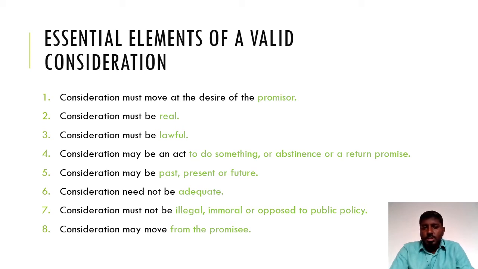Seventh point is consideration must not be illegal, as we discussed before, immoral, or opposed to public policy. So it should not be against public policies, or immoral in nature, or illegal. Finally, consideration may move from the promisee. Okay, so consideration must move at the desire of the promiser, which we saw in the first point. Consideration may move or be transferred from the promisee to the promiser. So these are the 8 essential elements of a valid consideration.